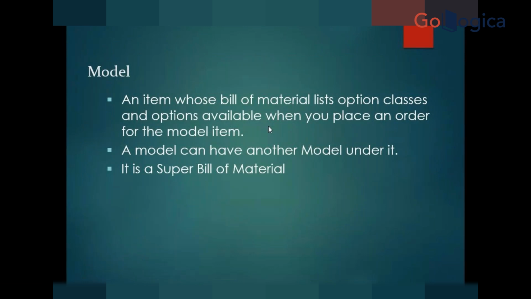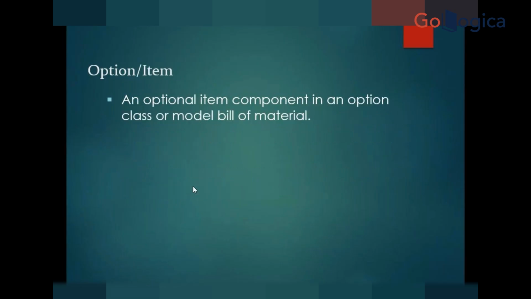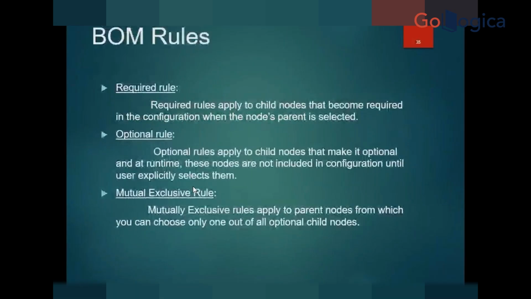So a model, as I told you, will have option classes and options available, with model items under it. Option class is a group of related option items, and they are orderable only within a model. It contains only the standard items under it. This is where the item component is an option. These are the BOM rules, maybe I'll take them in the BOM session, when I start with the BOM things. Understood, that makes sense.